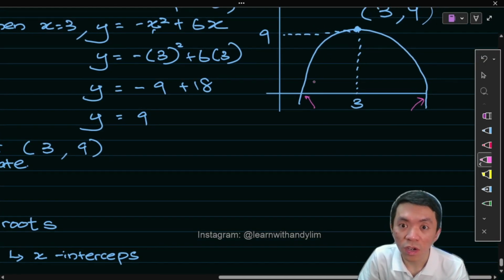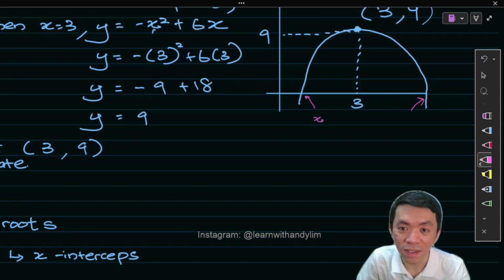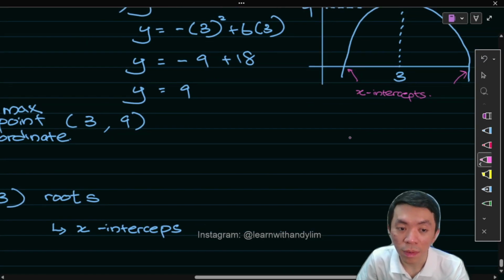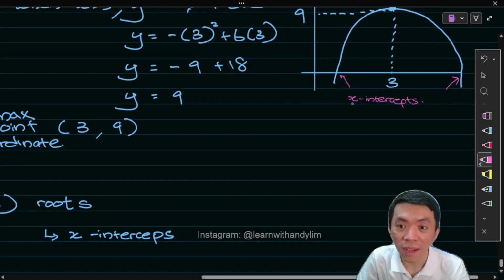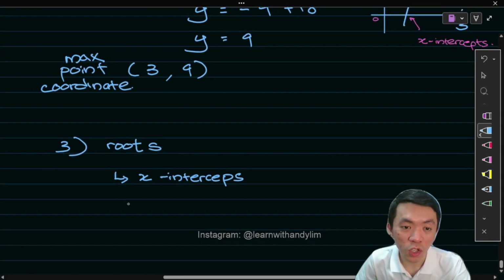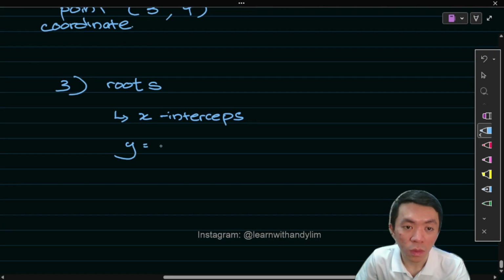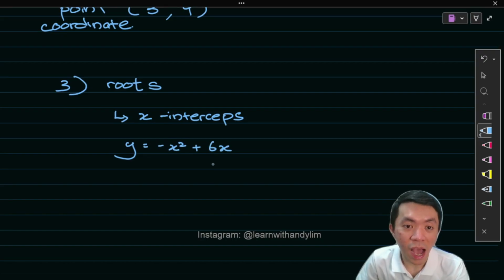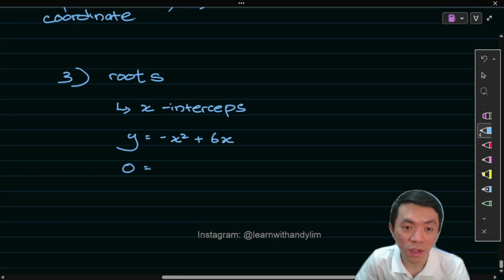When the curve crosses the x-axis, we call it x-intercept. So how do I get my x-intercept? X-intercepts happen when my y is equal to 0. So what do I do? I take my original equation, which is y equal to negative x squared plus 6x. I will equate it to 0.